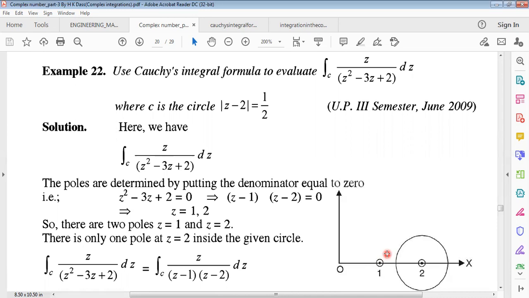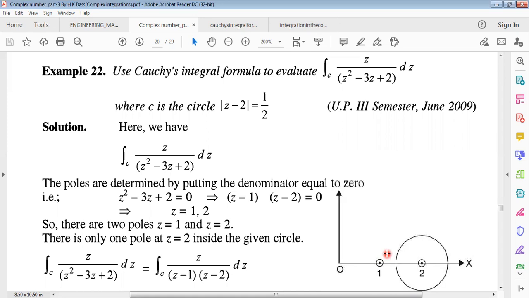So this is the given contour integration, f of z, z divided by z square minus thrice z plus 2 dz. So the poles are where z square minus thrice z plus 2 equals 0. Taking the denominator equal to 0, we can find z equals 1 and 2.